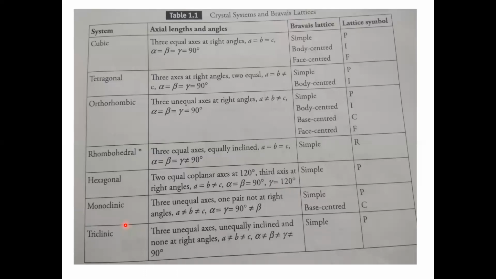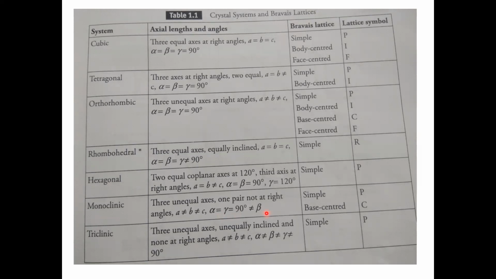Then the sixth one is monoclinic. So what is monoclinic? Monoclinic is where a is not equal to b, not equal to c, and here alpha and gamma are equal to 90 degree, and which is not equal to beta. So you have to remember that. That is the relation between the lattice parameters.